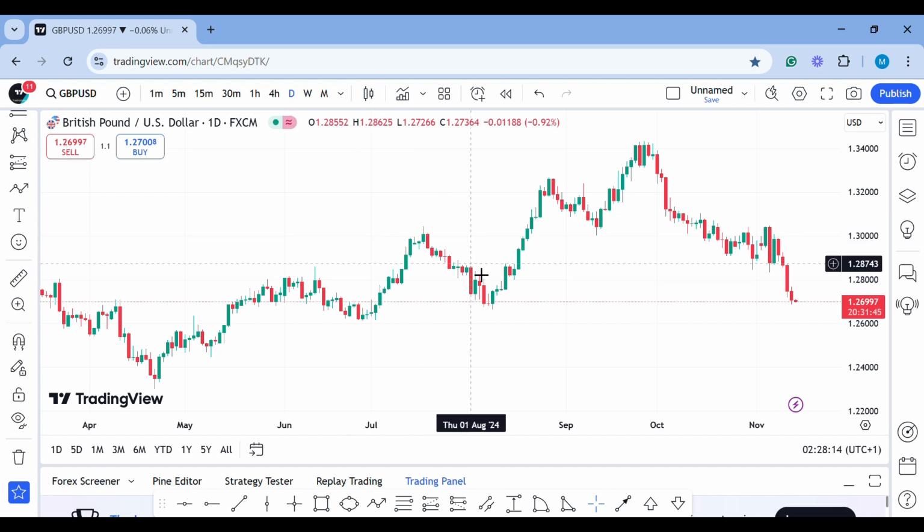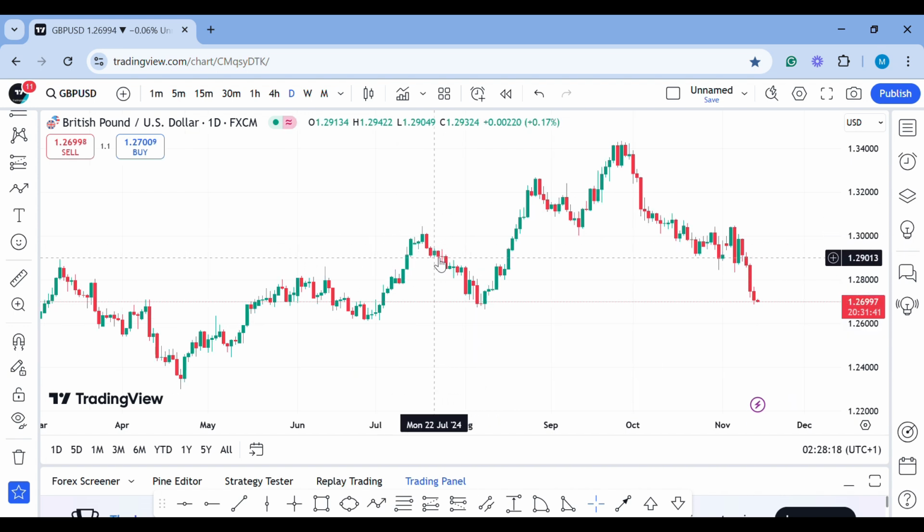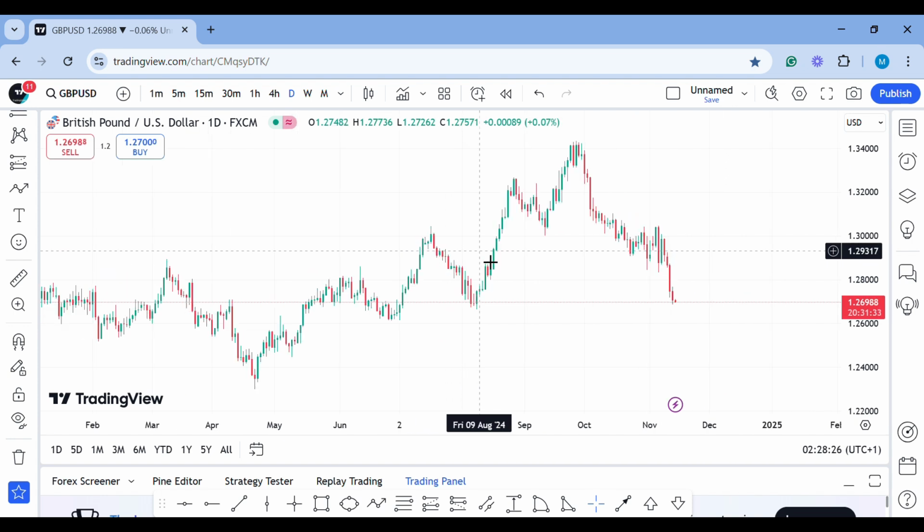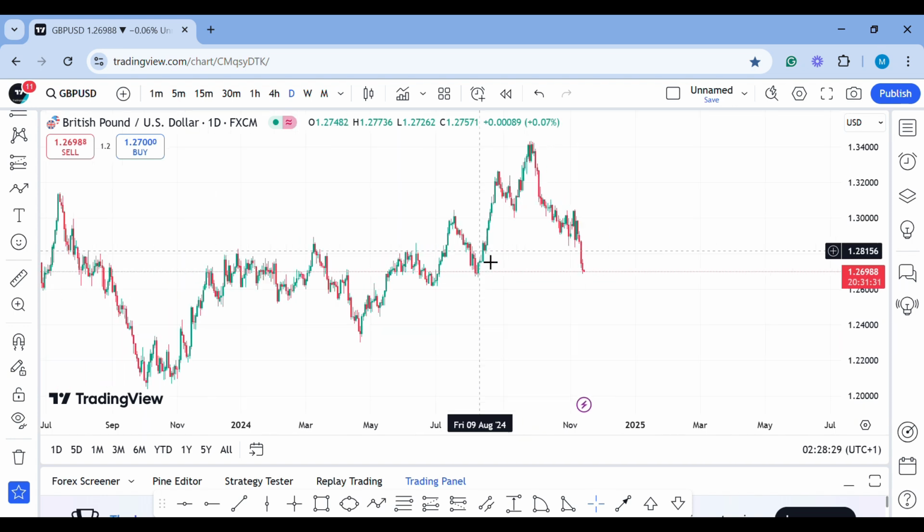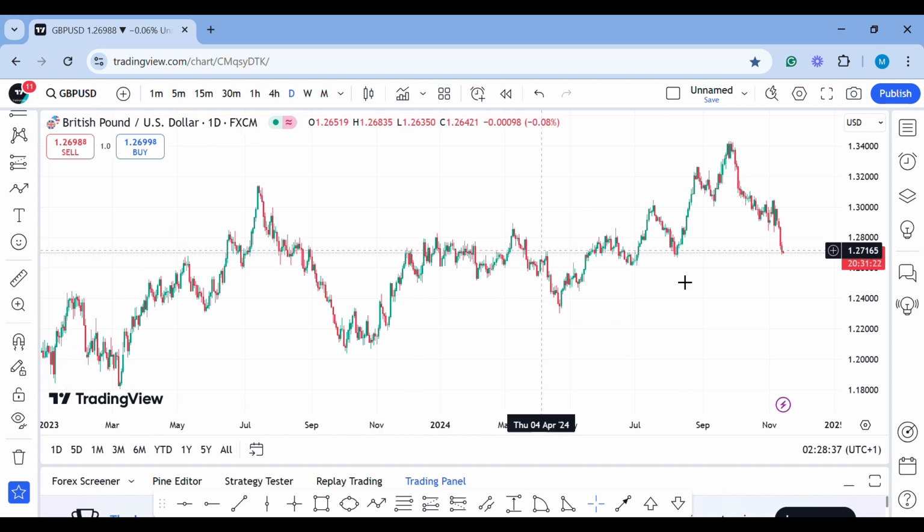Just zoom out. I'm using my mouse, so I just have to hold Control, then zoom out with my mouse. Just zoom out to shrink the chart, then see how the market has reacted. This is my major zone on daily. This is my major zone.